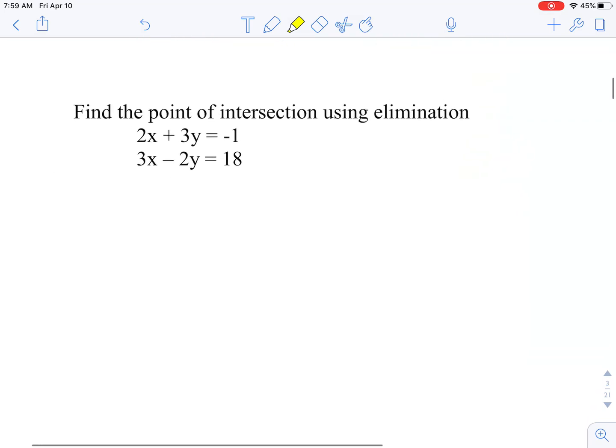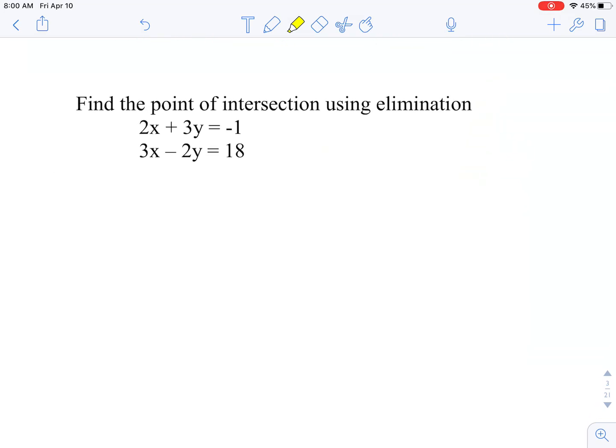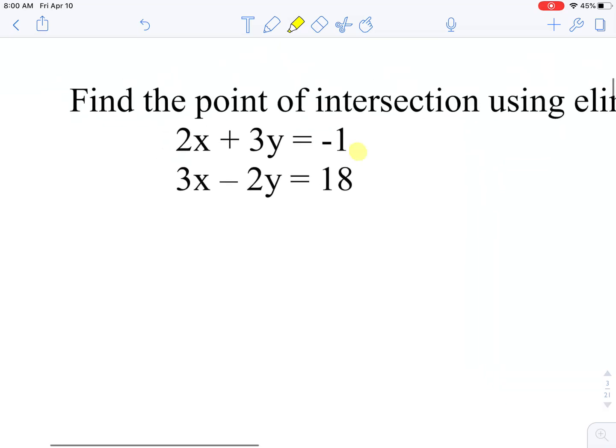Our next problem is going to help us review elimination. I typically use elimination anytime things are stacked. Just as a reminder, the book sometimes throws some problems at you where maybe it's not equal, or maybe they have an x stacked over a y, and you have to rearrange your problem to get things set up where your x's are stacked, your y's are stacked, and it's equal to your number. I jumped into a harder problem.